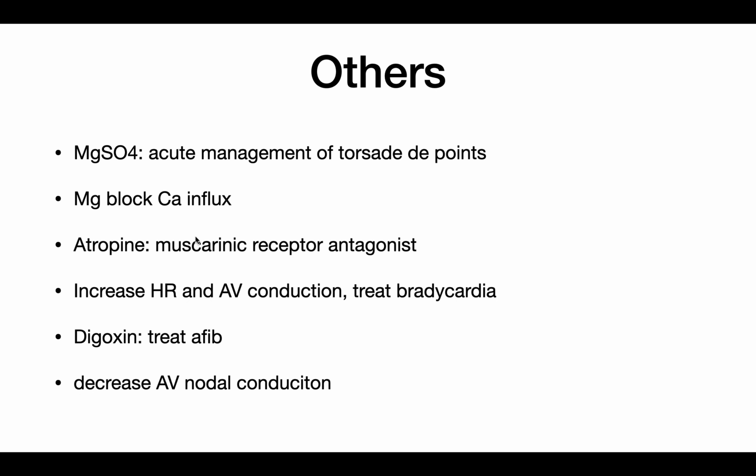Magnesium sulfate is going to be the acute management of torsades de pointes because magnesium will block the calcium influx, hopefully allowing us to control the heart. Atropine is going to be your muscarinic receptor antagonist. There's a whole other lecture about this. We're not going to go through it. But we use it to treat bradycardia. Digoxin, AFib, decreased nodal conduction, and remember from the other lecture, it builds up in the heart and the liver, and is toxic.